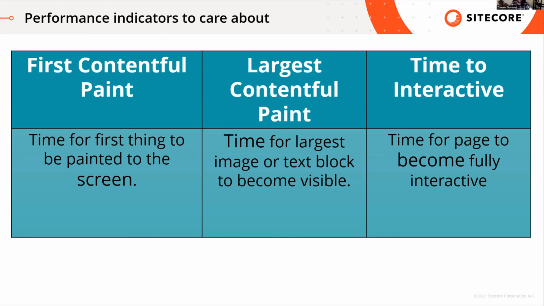Next is largest contentful paint. This is the largest image or text block to become visible on the screen. When I first was learning about largest contentful paint, I actually thought it meant largest in megabytes or kilobytes of the thing that had to be downloaded, but it has nothing to do with the file size. It's all about the physical real estate that it takes up on the screen. The idea is that the thing that takes up the largest amount of space is what the user came to see. And last is time to interactive.